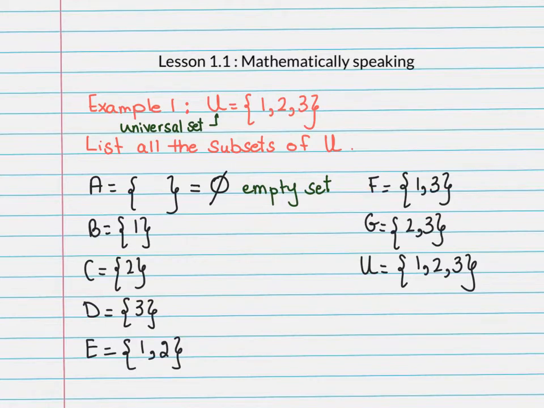All of those sets, whether they are A, B, C, D, E, F, G, they are subsets of the universal set U. We call them subsets. This means they are smaller sets made from the universal set U, which is given.